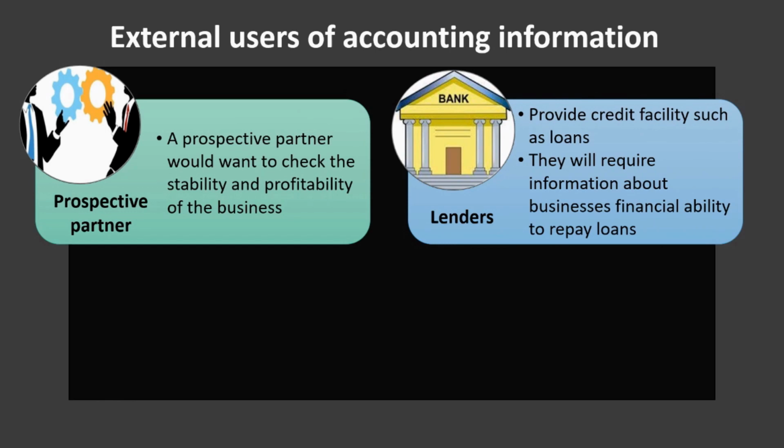Next is lenders. Lenders can include banks. They provide credit facilities such as loans to businesses, small businesses or big businesses. So they will require information about the business's financial ability to repay loans. If the business is getting a loss, and the bank thinks they are not going to be able to pay back their loan, then they won't provide the loan. Only after looking at the financial statement will they be able to say whether the business will be able to pay it back or not.